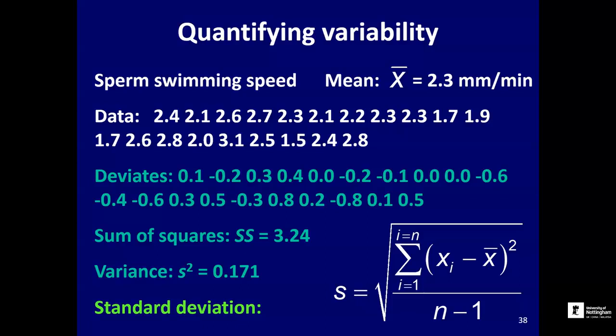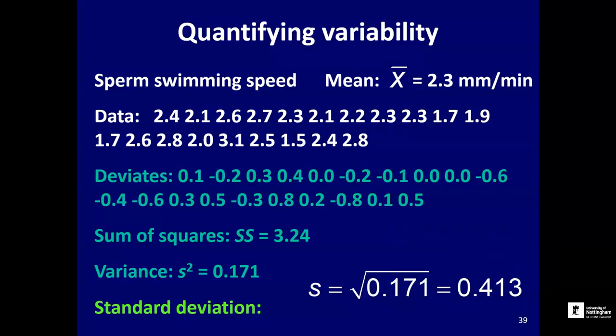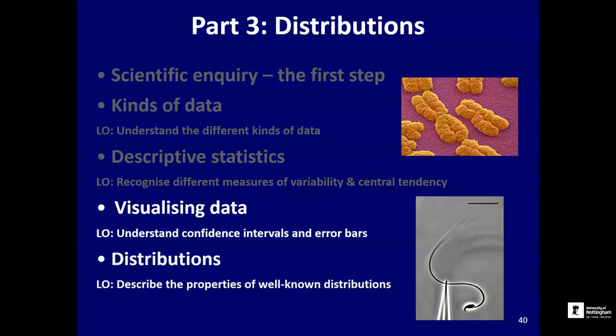So the standard deviation is the genuine average amount of deviation per data point, expressed in units which make sense in terms of the original data. In this case it's 0.413 millimeters per minute, and that is the average amount of variation between a data point and the mean. So on average, if I pick a data point at random, I'm going to expect it to be about 0.4 millimeters per minute different from the mean. So the bigger the standard deviation, the more variable the data set. If it's close to zero, every data point in the data set is going to be more or less the same. Okay, so that's the end of that little section.